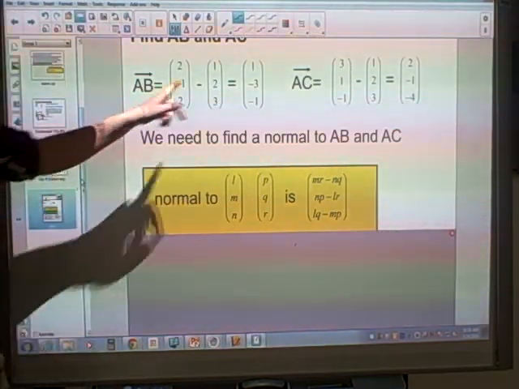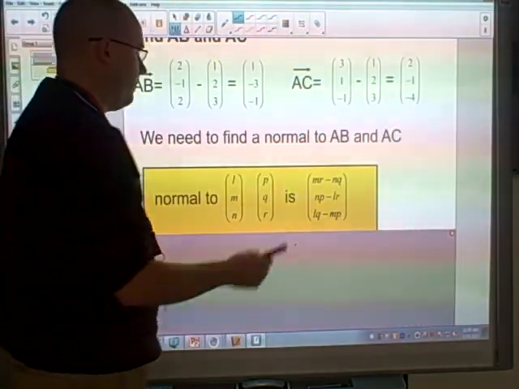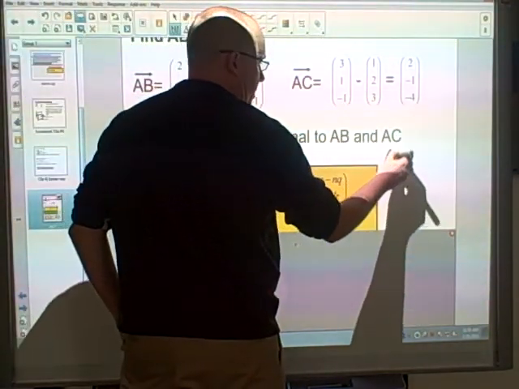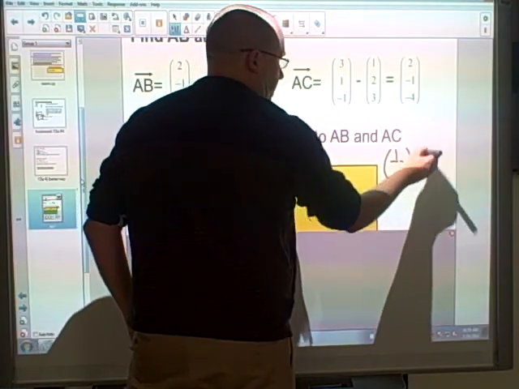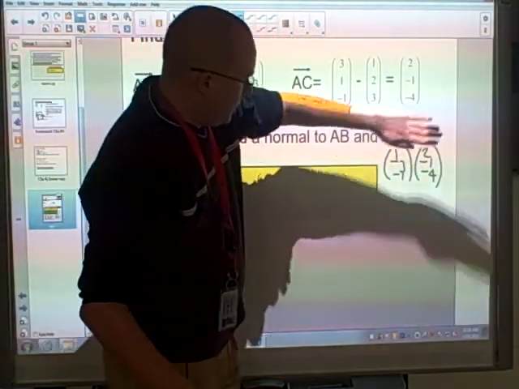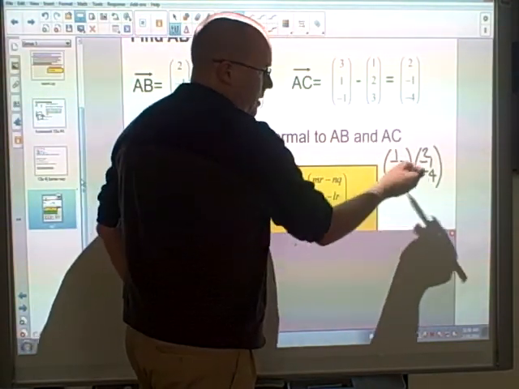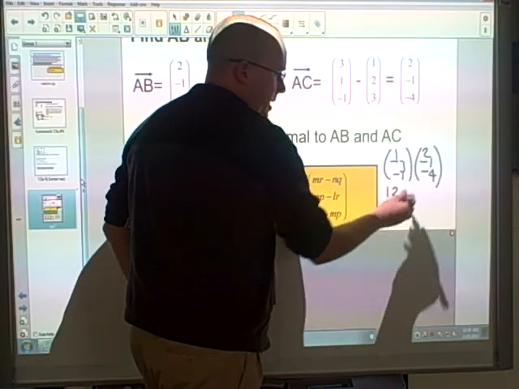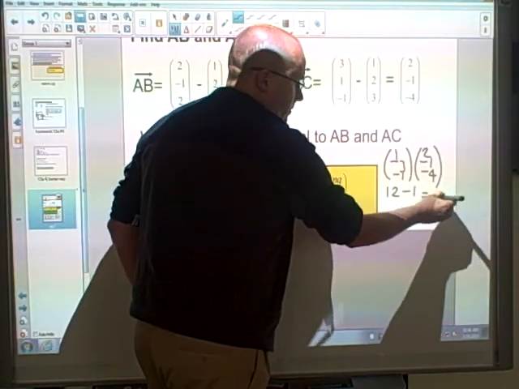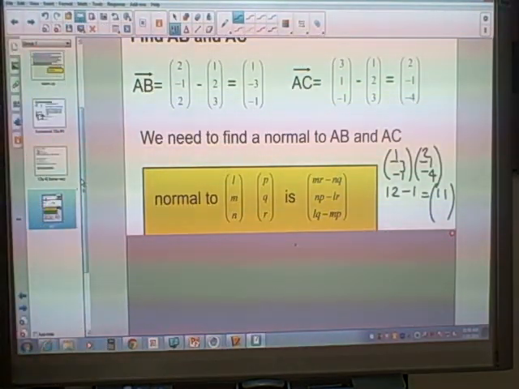Now I'm going to do that with this question up here. So 1, negative 3, negative 1, 2, negative 1, 4. I'm going to write them a little closer together so we can see exactly what we're doing. So I cover up the top row and I do negative 3 times negative 4, take away negative 1 times negative 1. And that's the first part for my normal.